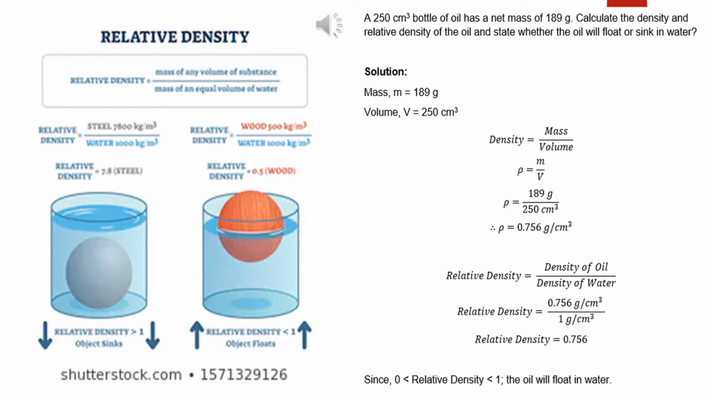This is the density. Then what is relative density? Relative density is equal to density of oil divided by density of water. That means after putting the value, it's 0.756 gram per centimeter cube divided by 1 gram per centimeter cube. So ultimately it is 0.756. This is the relative density. Since 0.756 is greater than 0 but less than 1, the oil will float in water. Hope you have understood this example.